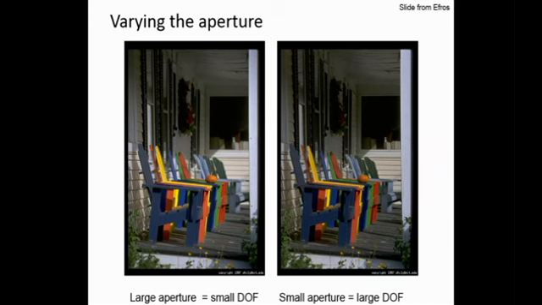So here's another illustration. On the left side, we've got large aperture, small depth of field. You can see that the cherries in the back are blurry. On the right side is a small aperture, and you get a large depth of field. Everything is more in focus.